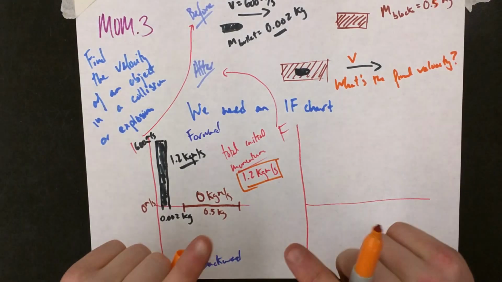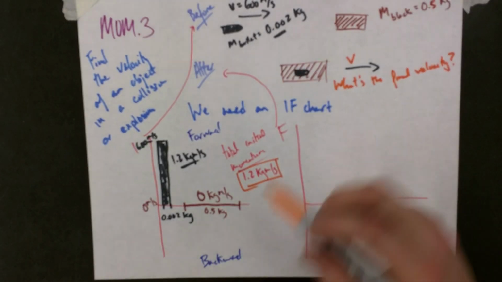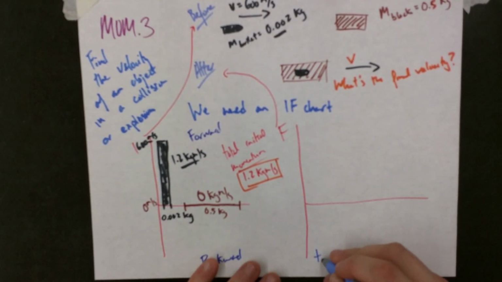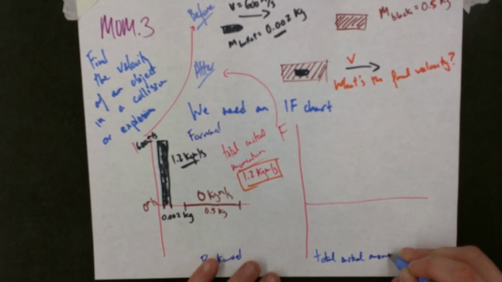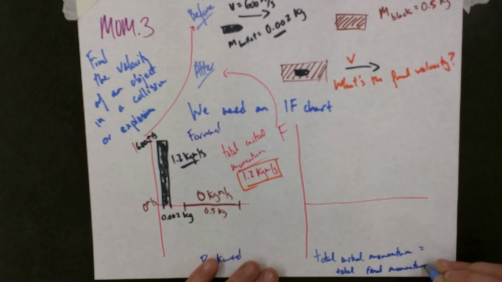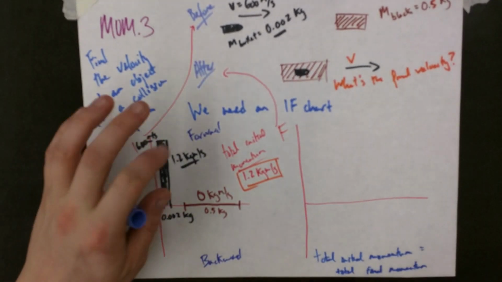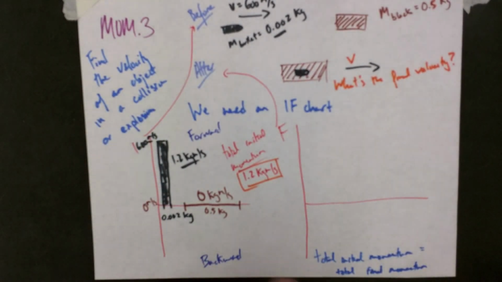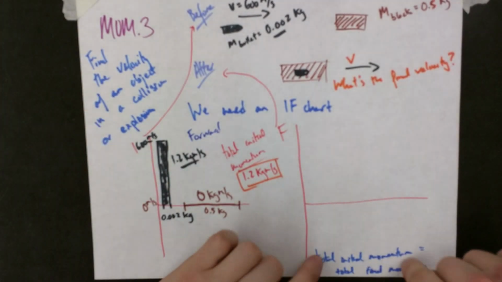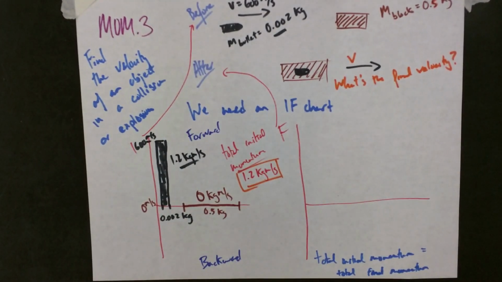Remember back to the last video for momentum 4 when I said that the total initial momentum equals the total final momentum? That's going to be super important for us in this problem. Total initial momentum equals total final momentum. If you don't have that down somewhere, you should probably get it down. If you're still confused after you get it down, you should probably get a tattoo of it somewhere on your body so that you can remember it forever. Total initial momentum is equal to total final momentum.